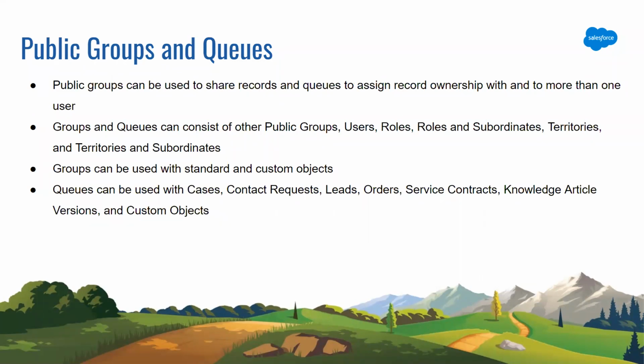Another way that was mentioned for sharing records is public groups and queues. A lot of times with public groups, this would be similar to creating a group of individuals like on an opportunity team, and essentially being able to share records with individuals that are working on a specified team. And then queues can be assigned as a mechanism to allocate different records to individuals within the organization, for example, cases and leads being the most prominent ones.